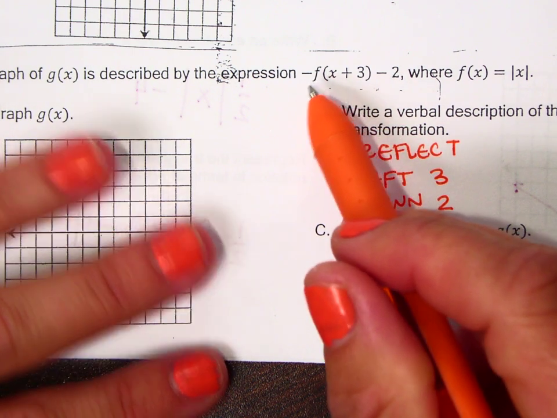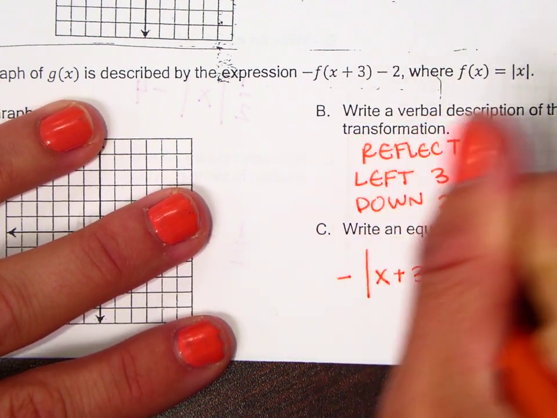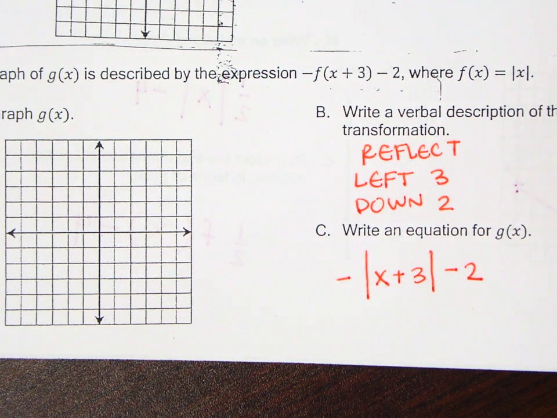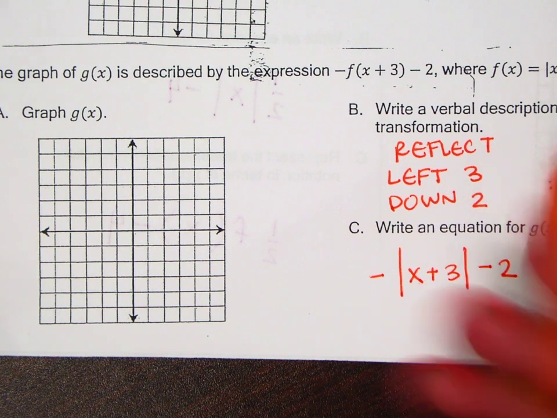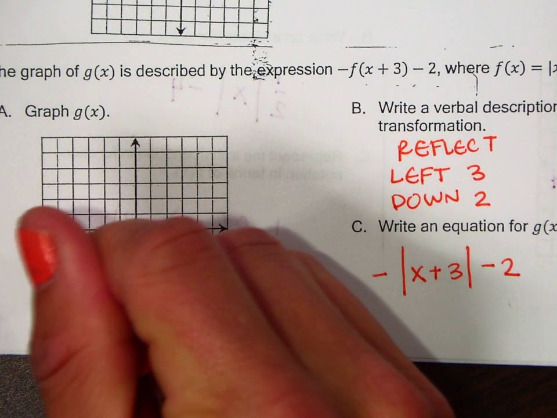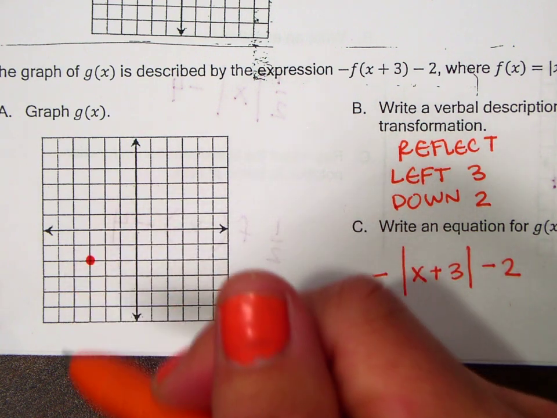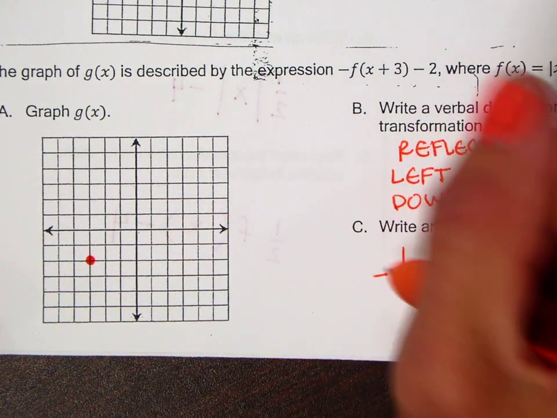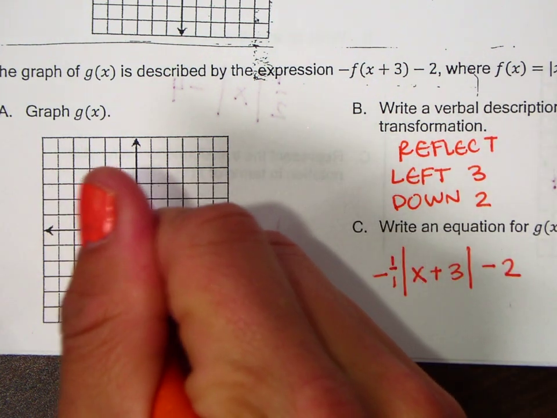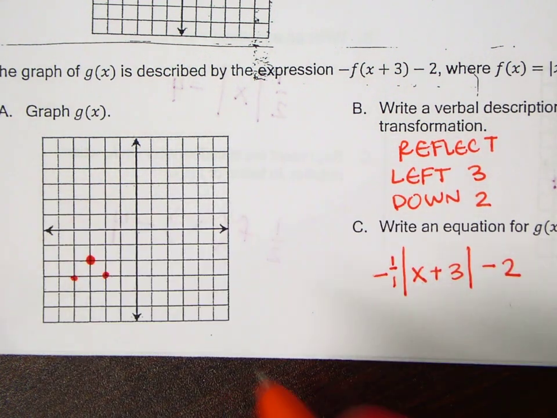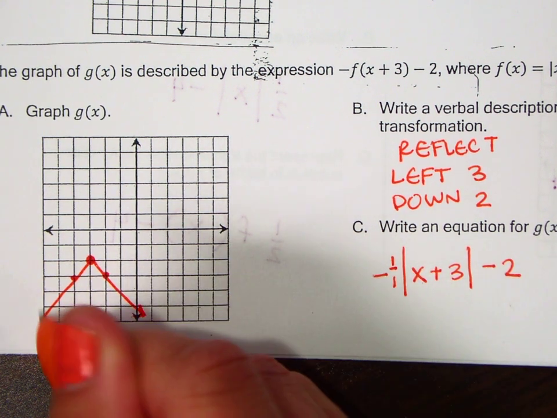To write an equation, instead of having the F, I'm going to put the bars. And then I'm going to graph it. So I'm going to do my vertex by going left 3 and down 2. Left 3, down 2. And then I'm going to reflect, so I'm going to make sure my V is flipped upside down. Because there's no number there, it is an understood 1 over 1. So I'm going to go down 1 over 1, down 1 over 1, and do my V.